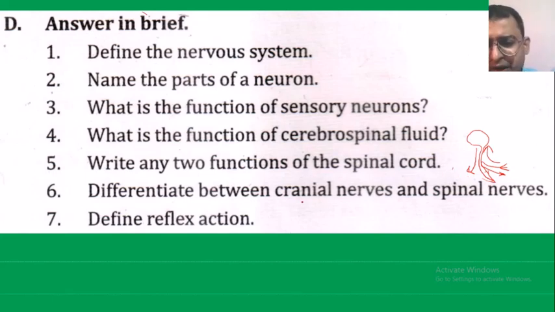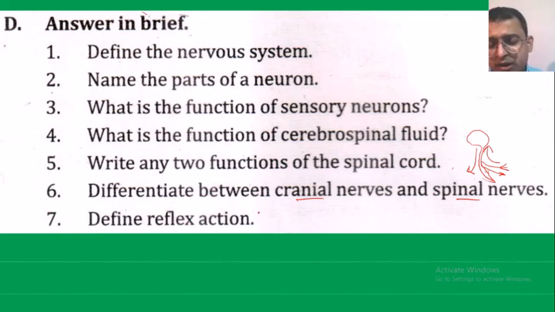Differentiate between the cranial nerves and the spinal nerves. Okay, cranial nerves are arising from the brain. 12 pairs are there, and they are going to stimulate the various sensory organs like hearing, sight. The spinal nerves are originating from the spinal cord. There are 31 pairs, and they are going to affect the various organs of the body.